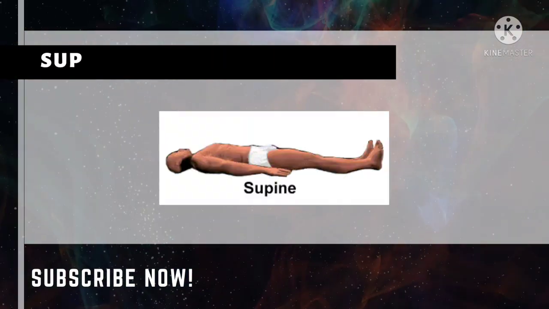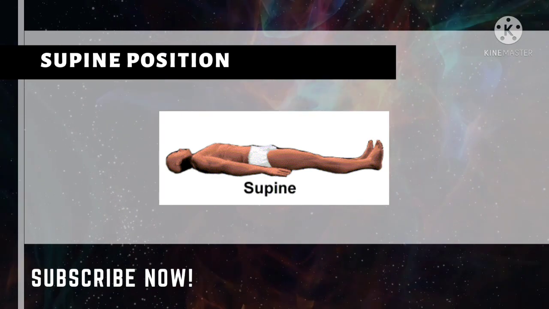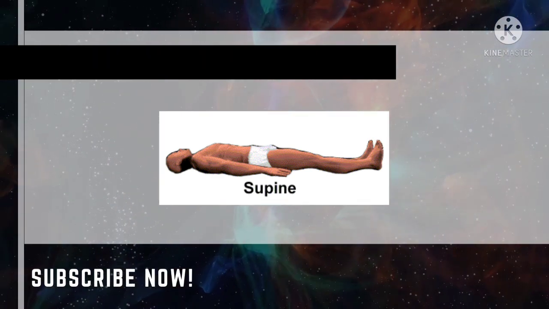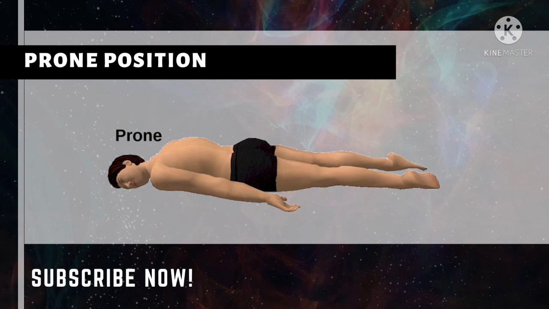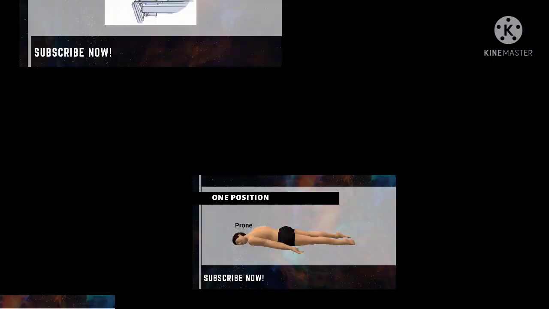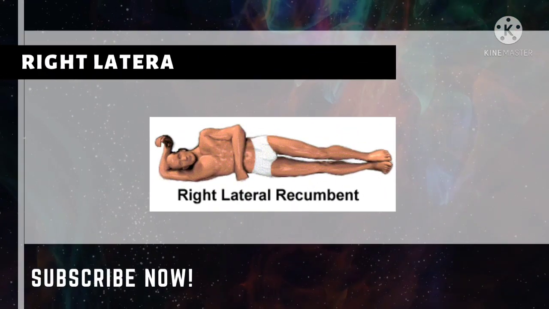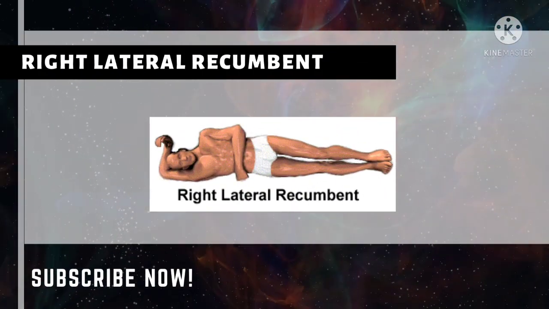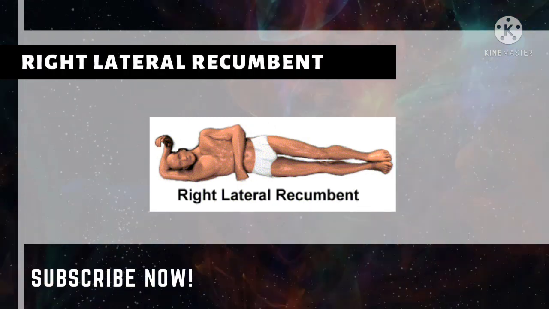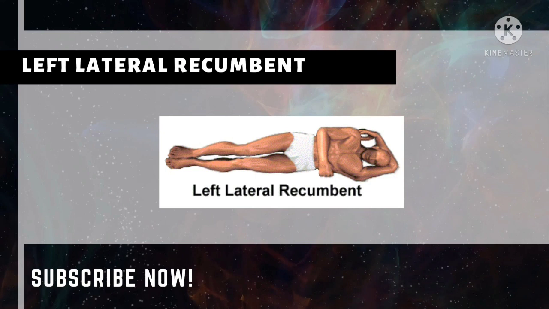Next is supine position. A person in the supine position is lying on his or her back, arms by the side, palms facing upwards, and feet put together. Next is prone position. A person in the prone position is lying on his or her face, chest, and abdomen. Right lateral recumbent means that the patient is lying on their right side, as you can see in this picture. Moving ahead, we have left lateral recumbent. In this position, the patient lies on their left side.